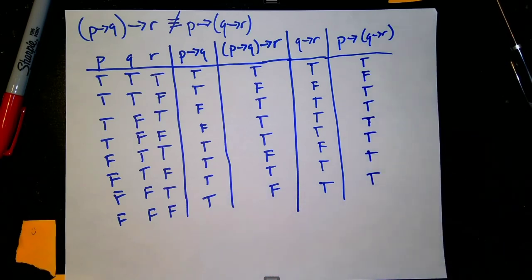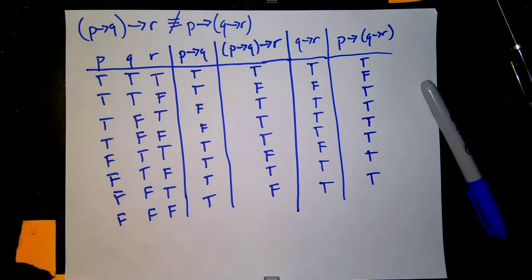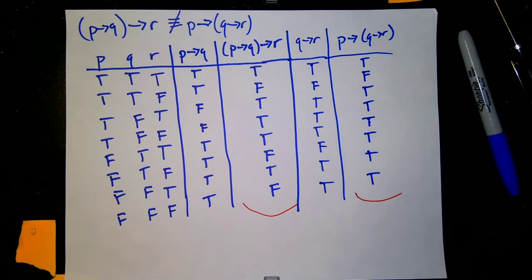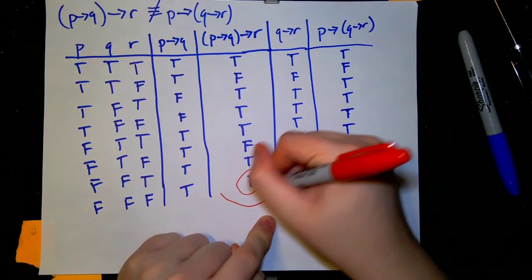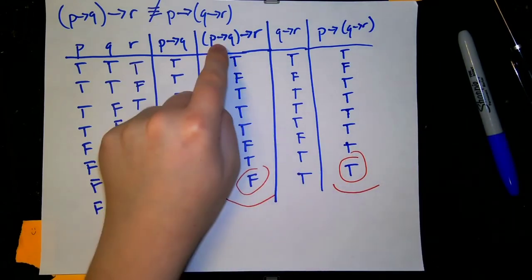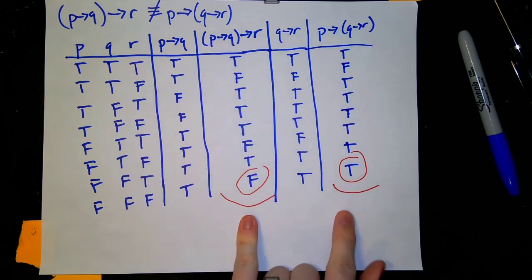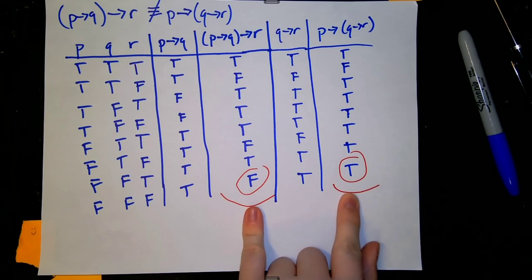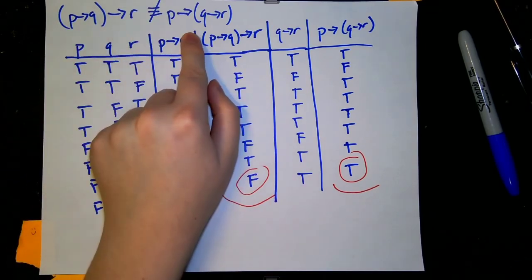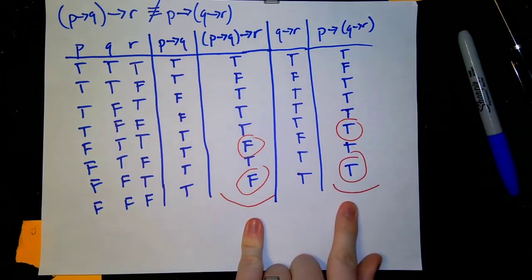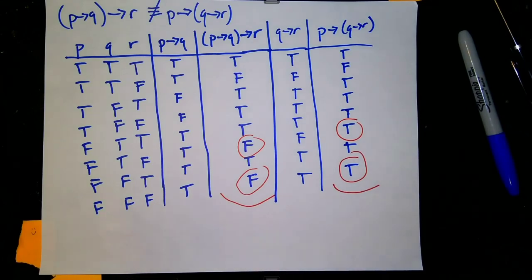So what we now need to do is compare this column and this column. If we look, we can see that in this row and in this row there is a difference between this column and this column. So there's at least one set of propositional inputs where the outputs are completely different. So just by knowing this, we can say that these cannot be equivalent because of this one difference here. In fact, there's actually two differences. So super not equivalent.